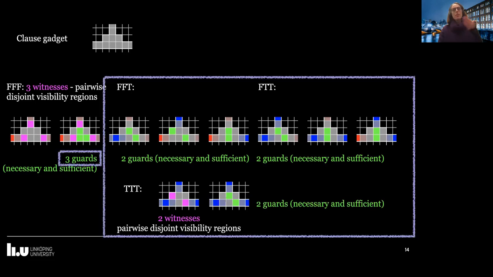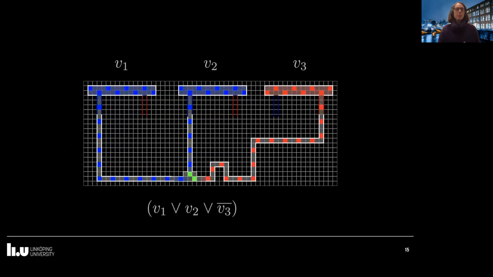So again, we have that if we have at least 1 variable having a truth assignment that fulfills the clause, we need 2 guards to cover the clause. If we have none, we need 3 guards. And again, that finishes our proof or our reduction. And just to have an overview, this is an example of the same clause, V1 or V2 or not V3, and we have 2 guards in the clause gadget in green. And again, we can use the equivalent formulation. So we can say that the minimum 1-dominating set problem is NP-complete in grid graphs with holes.